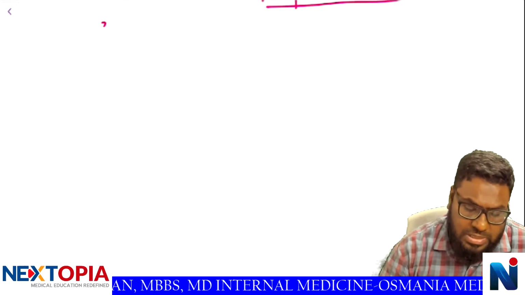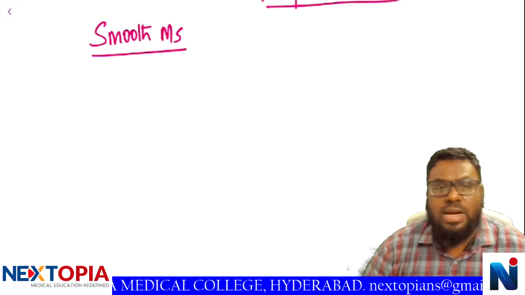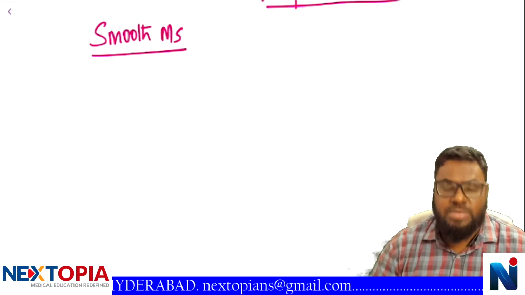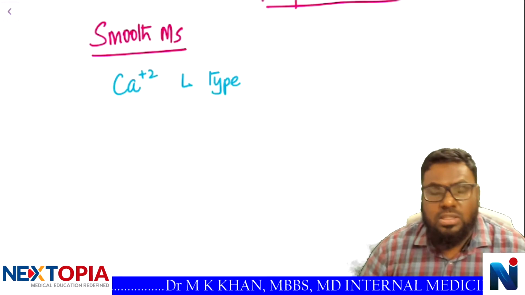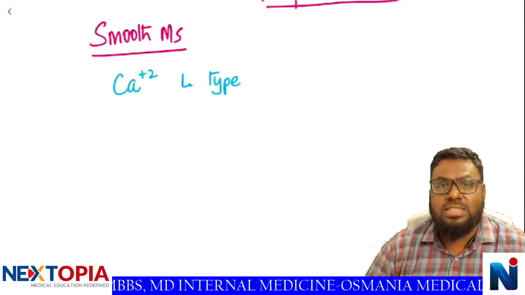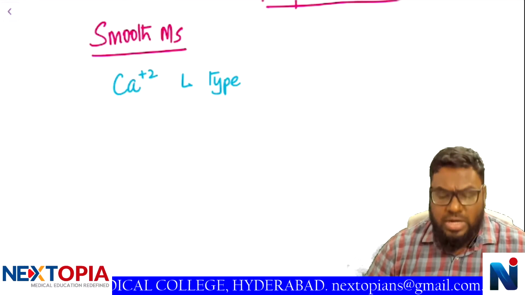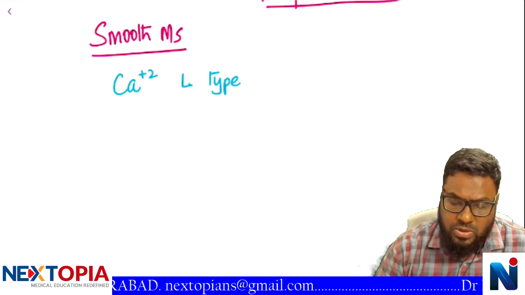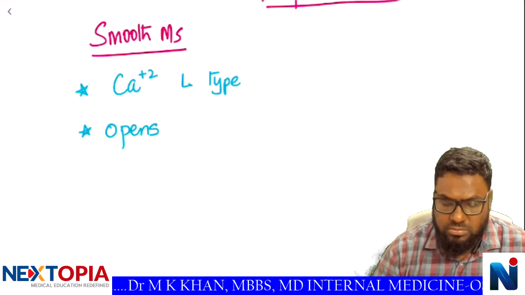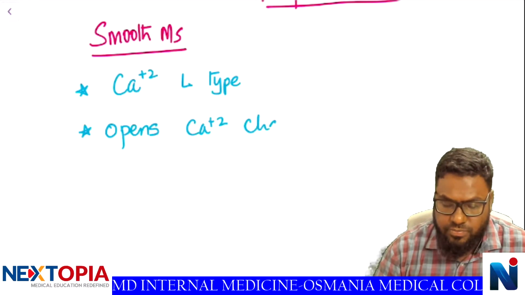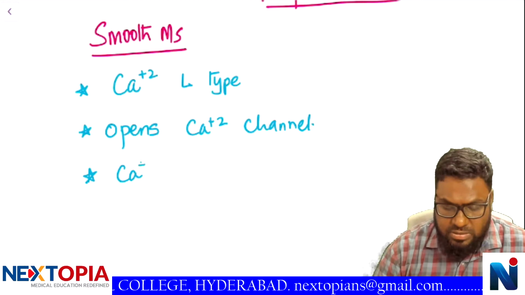What happens in regulation of smooth muscle is that we have voltage gated calcium channels, and these are L type calcium channels that reside in the sarcolemma of the smooth muscle. Whenever depolarization occurs, it opens up these channels. Depolarization opens calcium channels, and there is calcium release into the cytoplasm.